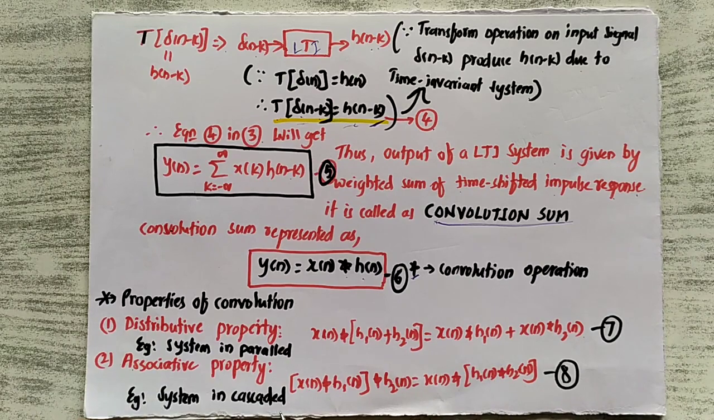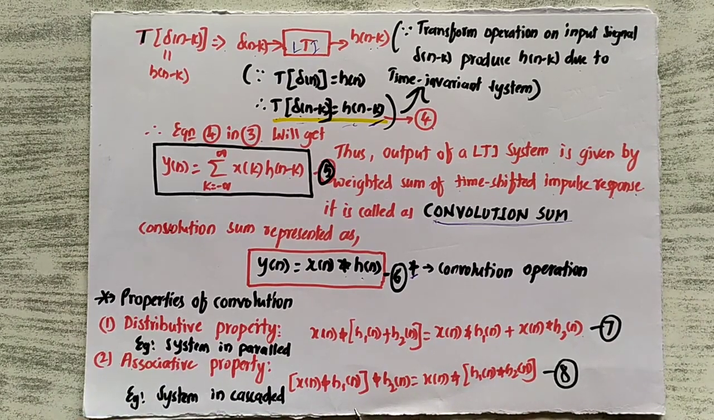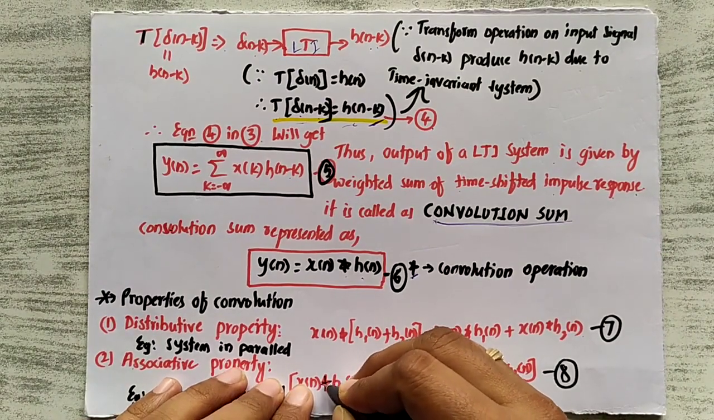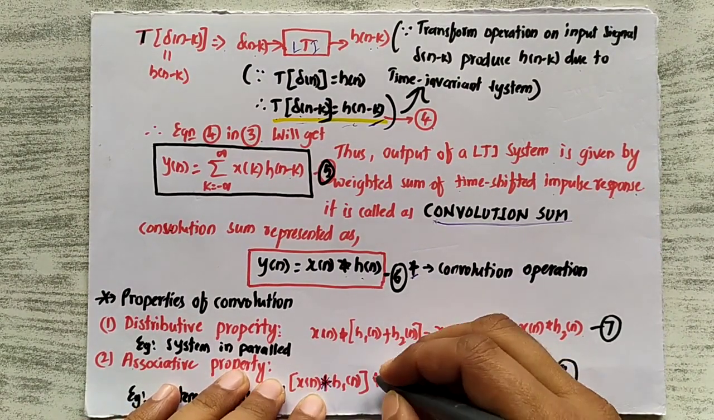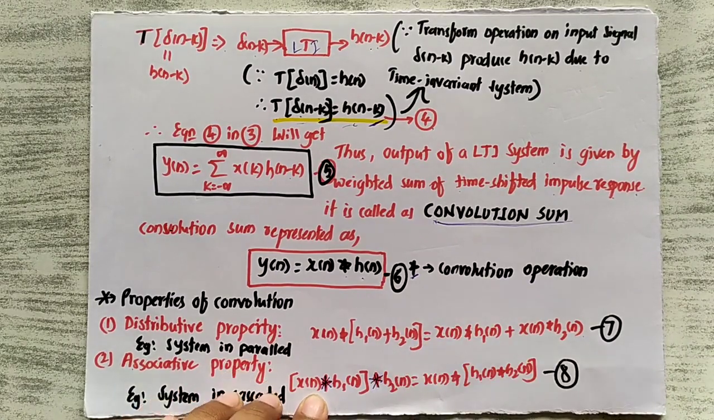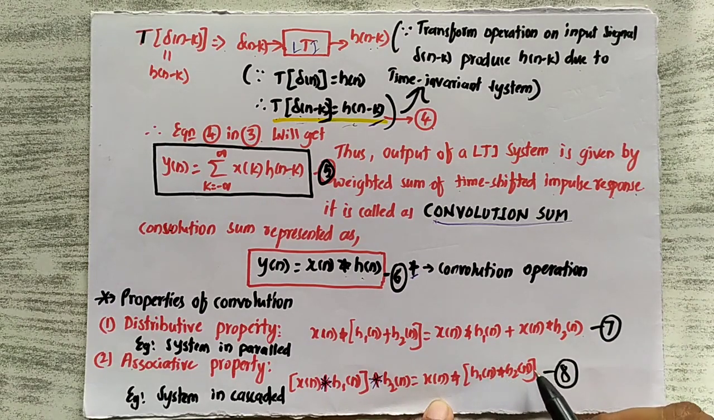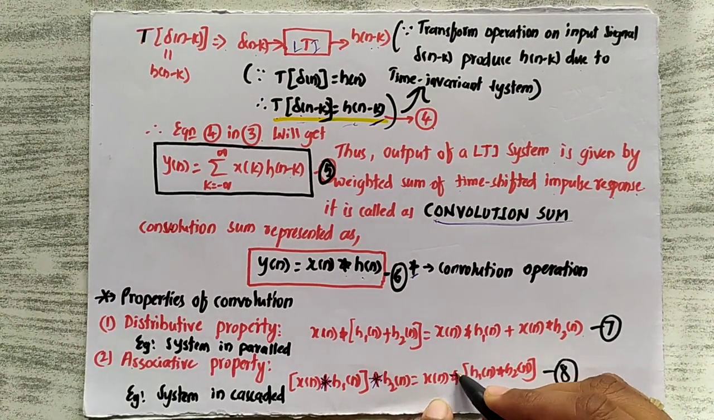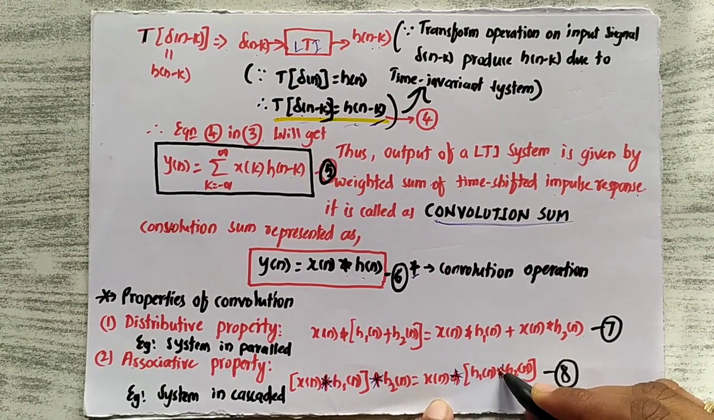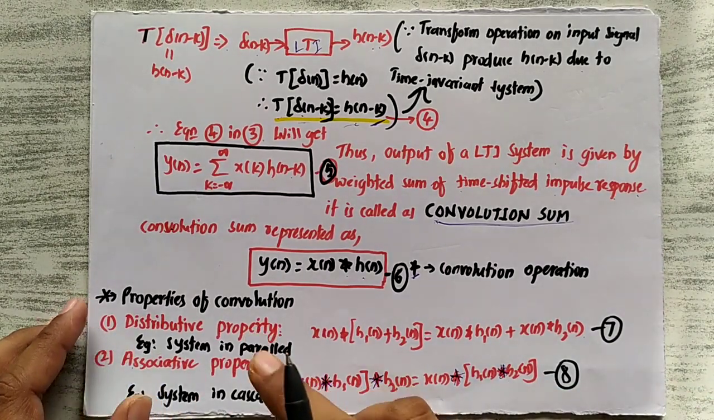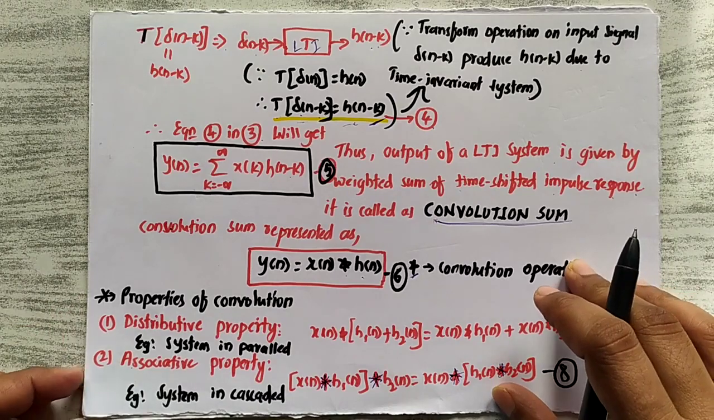Second one is associative. How can it be associative? Here also there is an asterisk; this is not a plus sign, this is also an asterisk, and here also it is an asterisk. So x of n is convolved with h1 of n, and then the convolution with h2 of n. You can write x of n convolution h1 of n convolution h2 of n. This is the associative property. So convolution obeys the associative property also.